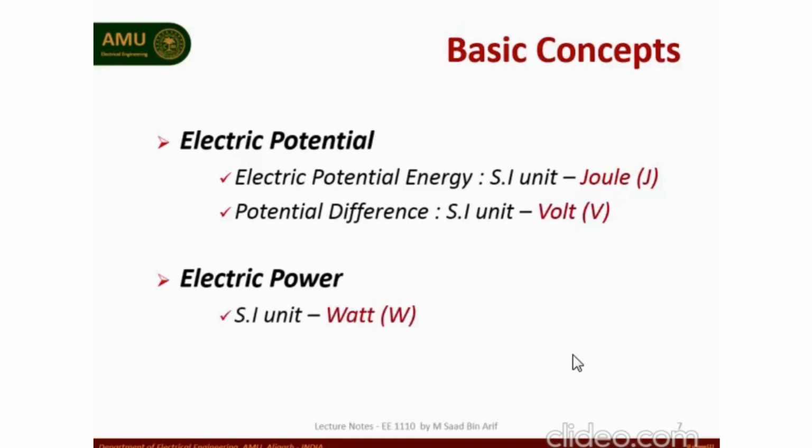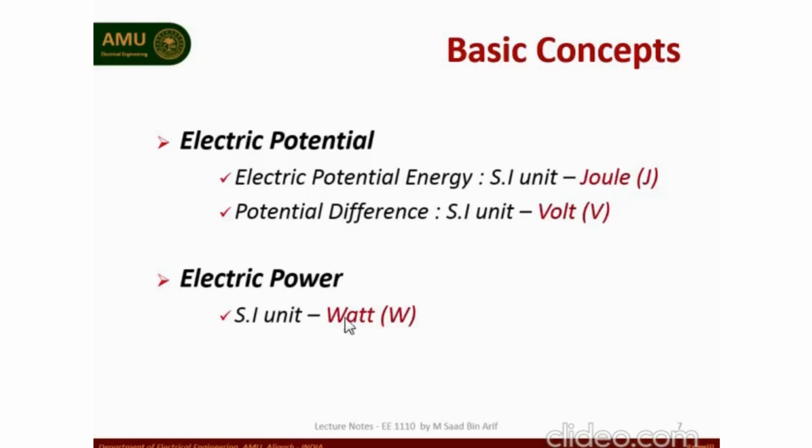If we talk about the definition of electric power, we can say that it is the amount of electrical energy transferred per unit time by an electric circuit or electrical element. In simple words, electric power is the time rate of change of electrical energy. The SI unit of electric power is the watt, which is symbolically represented by W.